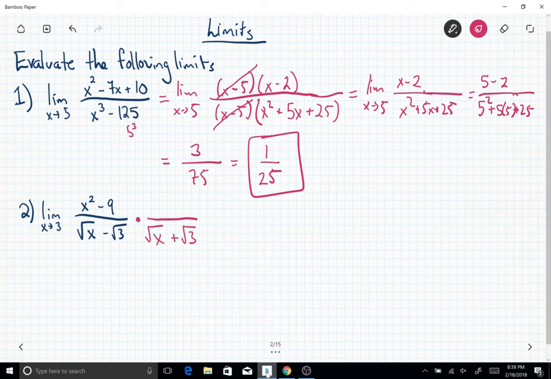Now I can't just multiply willy-nilly where we want. We have to always multiply. If we're doing something to the denominator, we have to do it to the numerator. So that's exactly what's happening right there. So we get the limit as x approaches 3 of x squared minus 9 all over, well, we'll have this extra square root of x plus square root of 3.